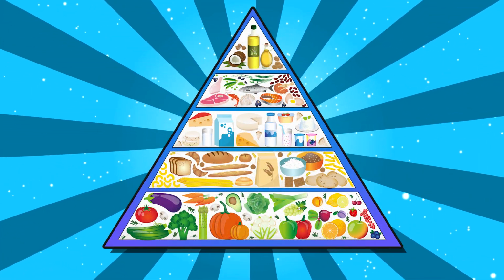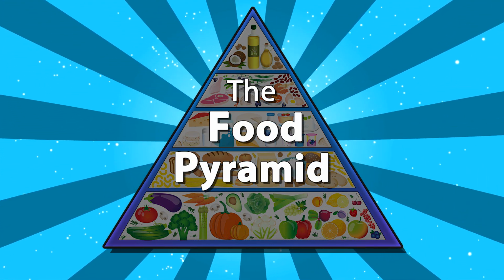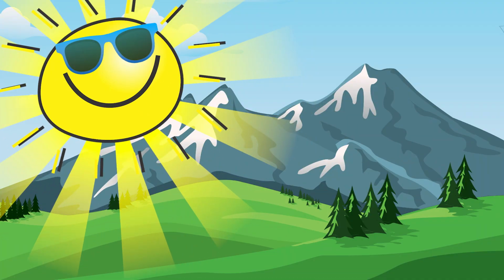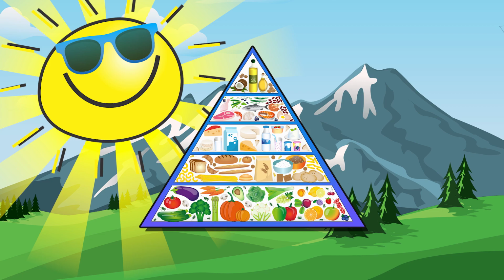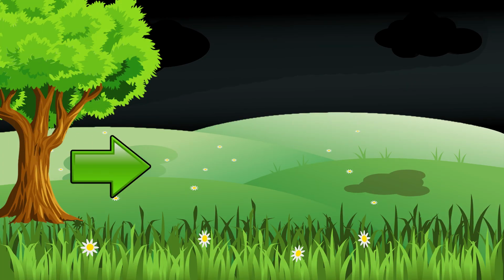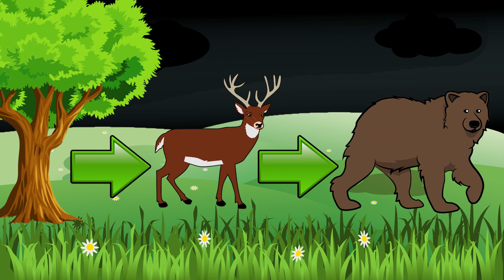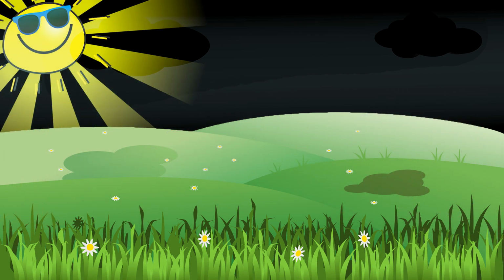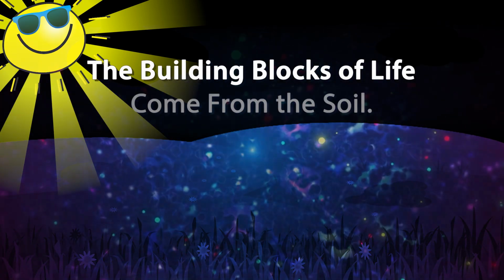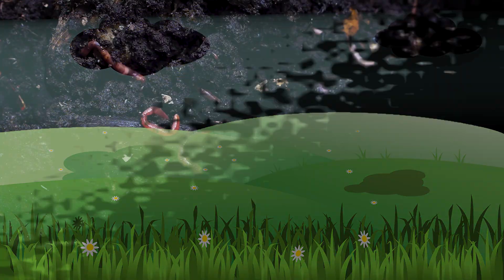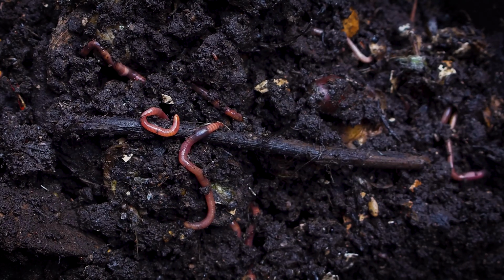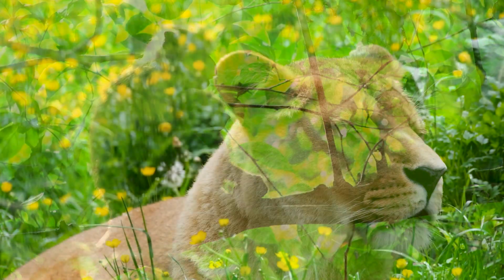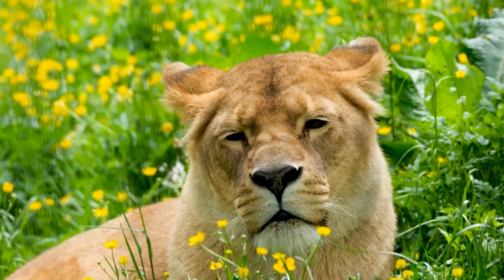Now we can talk about the food pyramid. All that energy, which originates from the sun, travels through an ecosystem to create the food pyramid. This energy is transferred from organism to organism as they consume each other. Everything eventually ends up in the soil. The building blocks of life come from the soil, and all are eventually returned to the soil, so that this wonderful world of biodiversity on our planet can continue to grow and prosper.